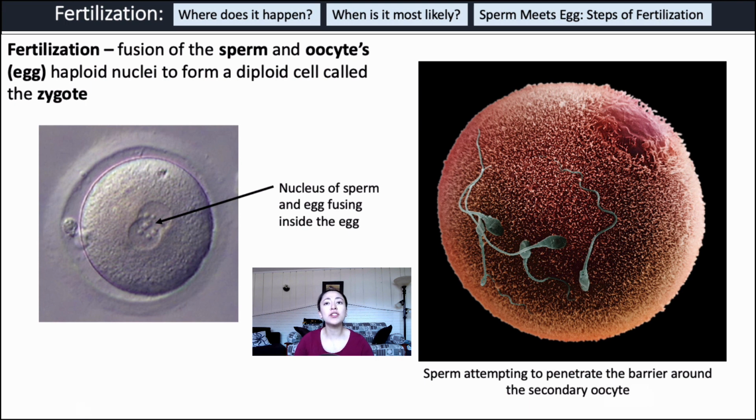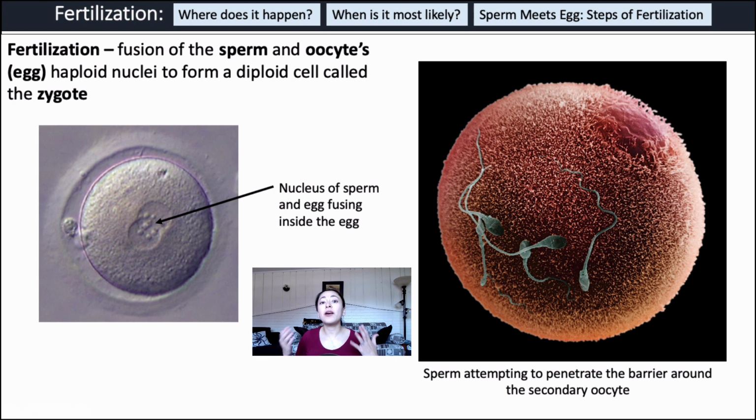Fertilization is defined as the fusion of the sperm and oocyte's haploid nuclei to form a diploid cell called the zygote. So the sperm and the oocyte, remember, each have half the number of chromosomes that exist in the rest of the cells in your body. You have 46 chromosomes in each cell in your body, but the sperm and the egg each have 23 chromosomes. Whenever their nuclei fuse, it creates a single cell, as you can see here, with 46 chromosomes because they combine their 23 chromosomes together to make 46. Here you can actually see some sperm trying to penetrate the barrier surrounding an egg or secondary oocyte.